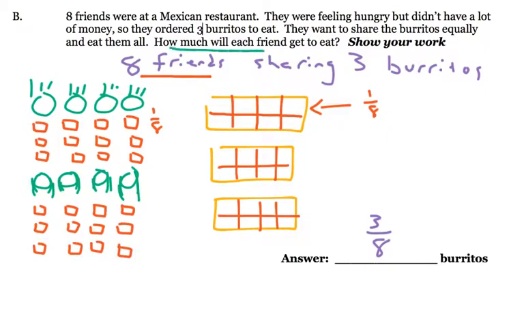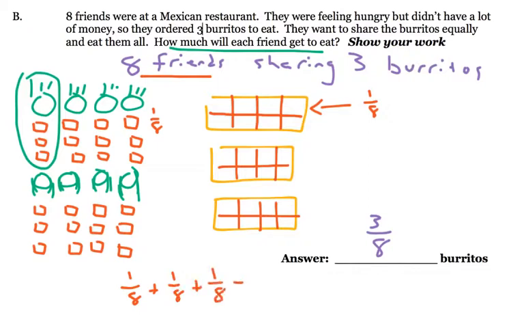Now at the end, how much will each friend eat? Well, let's take a look at one of the friends. Each friend here has 3 of these little red pieces, which remember are each 1/8 in size. So in total, each friend is going to get an eighth, and another eighth, and a third eighth. And the way that we write 3/8 is like this. So that's exactly how much of a burrito each friend will get.